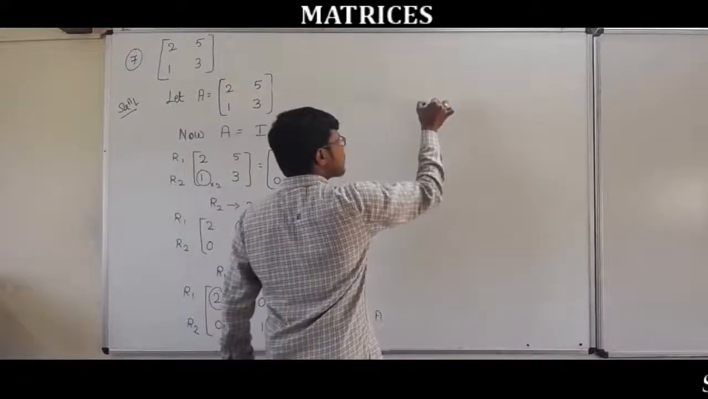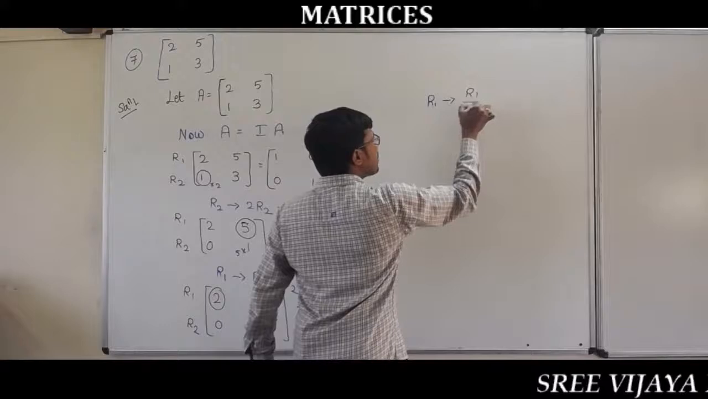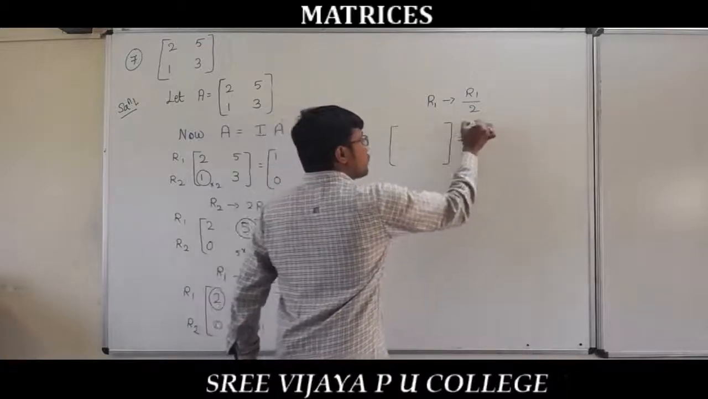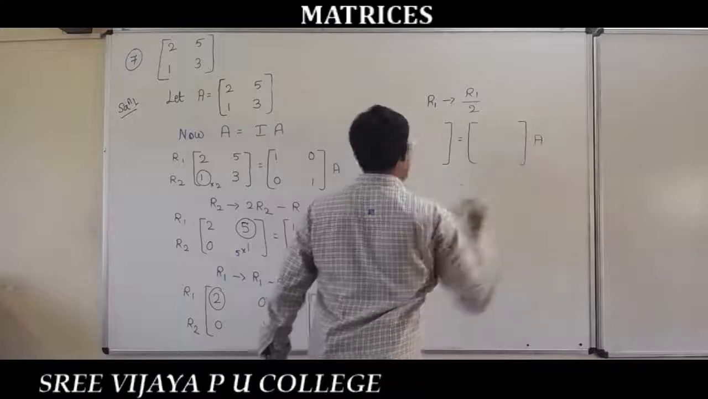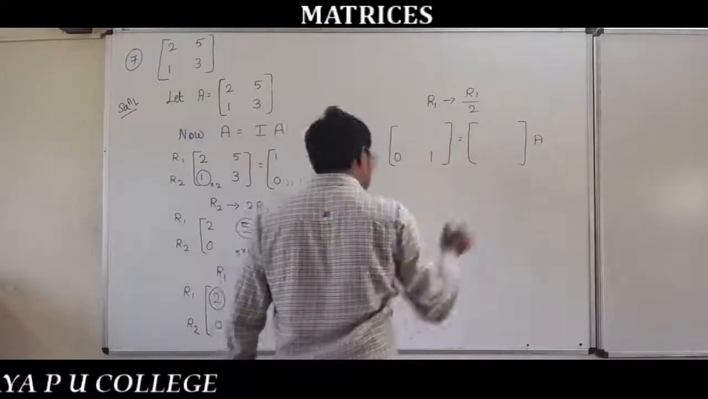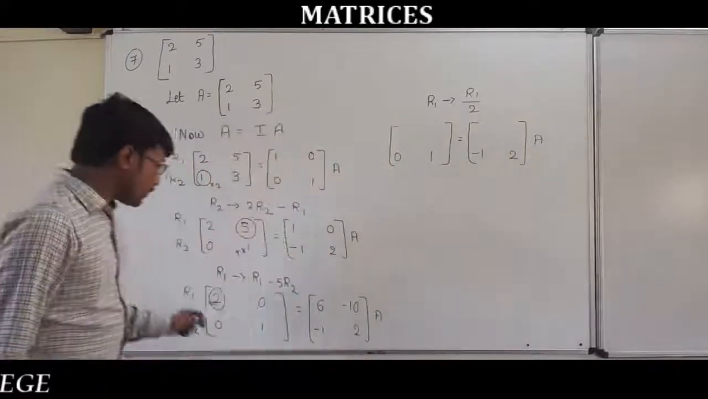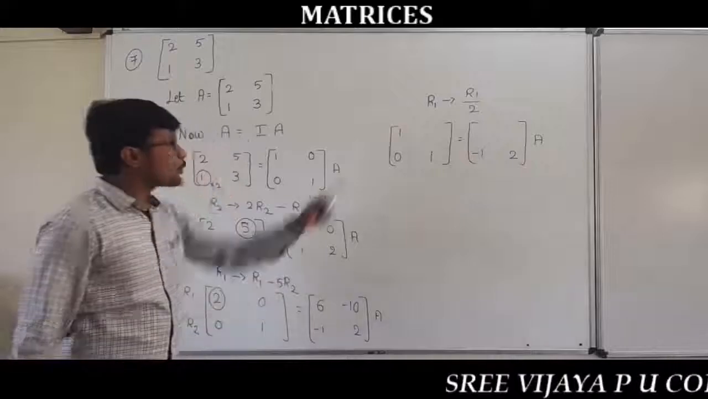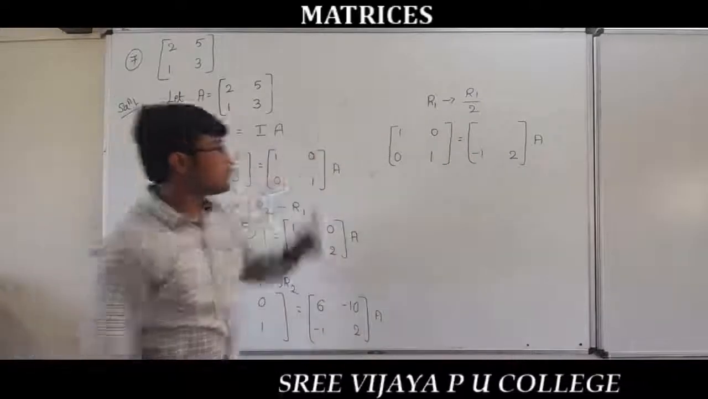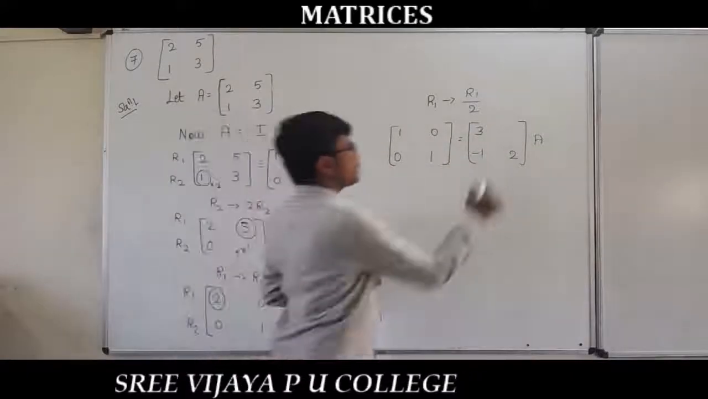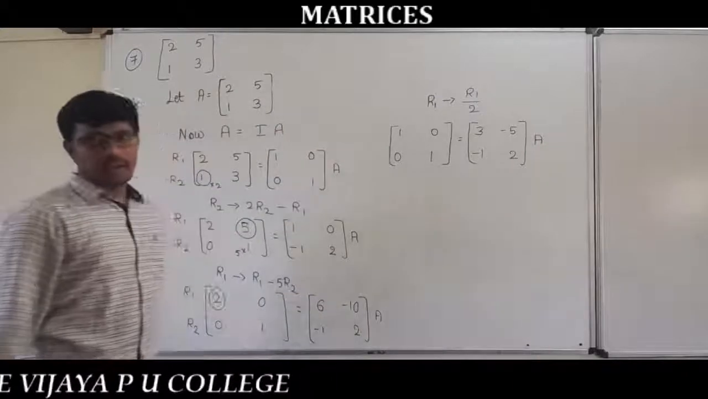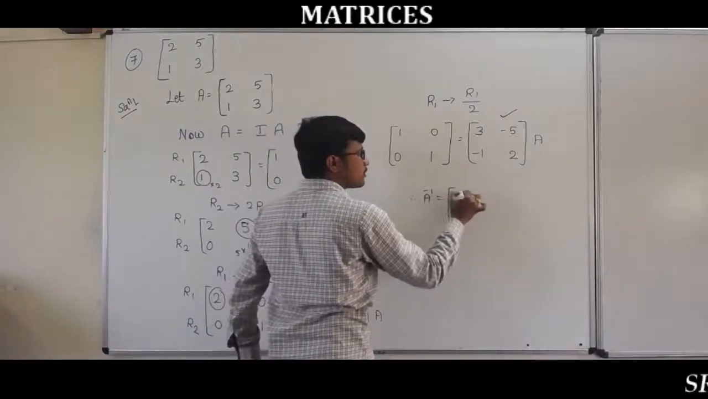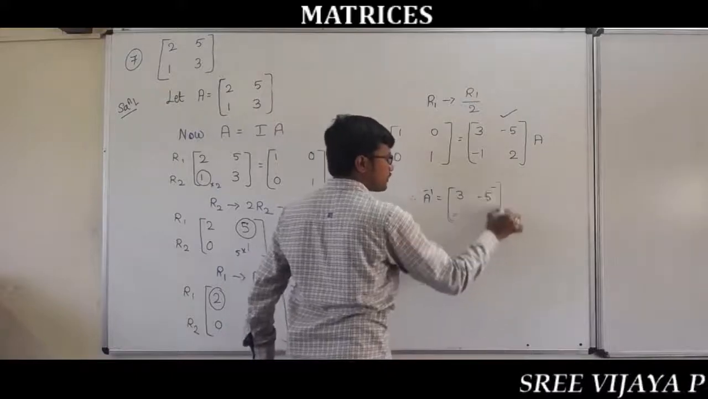So apply the elementary operation: R1 changes to R1 divided by 2. R2 will be as it is, and R1 will change. R2 is 0, 1, minus 1, 2. What about R1? Just divide all the elements of R1 by 2. 2 by 2 is 1. 0 by 2 is 0. 6 by 2 is 3. Minus 10 by 2 is minus 5. So you got the identity matrix. On the right hand side, what you got? That is the inverse. Therefore A inverse equals 3, minus 5, minus 1, 2. So this is the inverse.